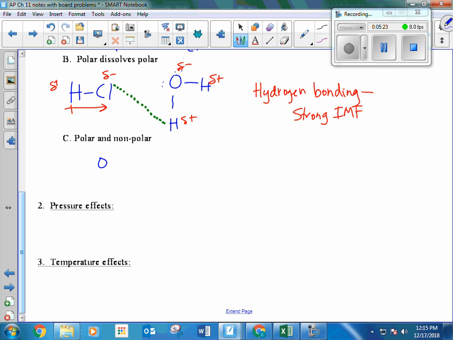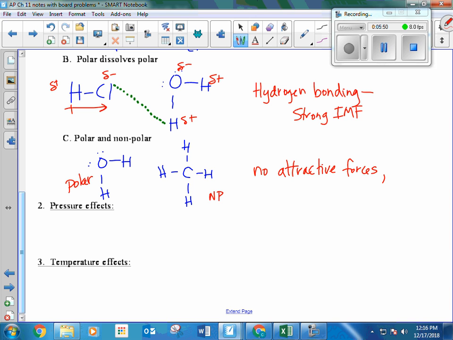So I wrote polar first, so I guess I'll just draw my water one more time. And then a nonpolar substance, go ahead and stick with your methane. So if they ask you to draw something like this, you are showing that this substance is polar, and this one is going to be nonpolar, and there's no attractive forces, so there's no dotted line or anything that I can draw because there is not going to be a solution. No attractive forces, no solution forms. And the chart up above verifies that.